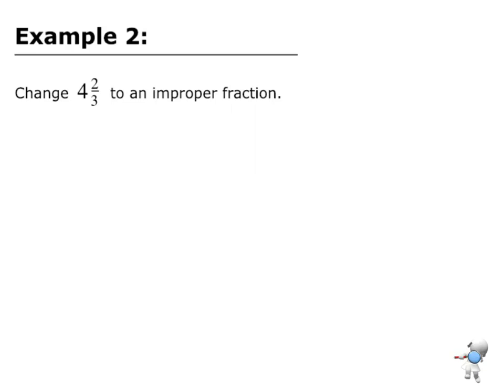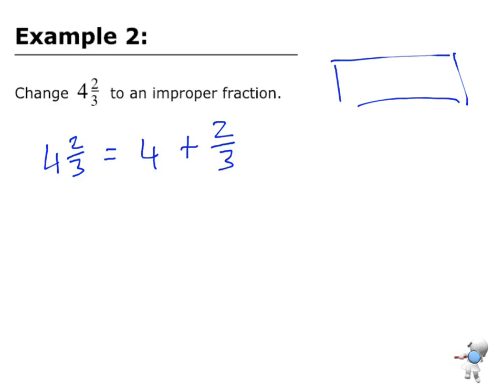Let's do this in a different way. Let's now look at 4 2/3 and ask, how do I go from mixed to improper? Think about what 4 2/3 means. It means I've got 4 wholes and I've got 2/3. Now think about those 4 wholes. In one whole, I'm doing thirds, so I would split that into 3 pieces. So each one of the 4 wholes is split into 3 pieces.